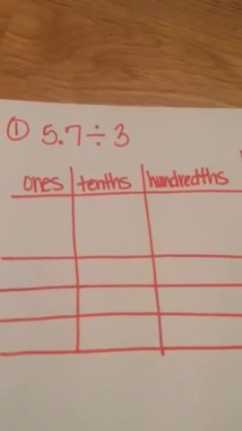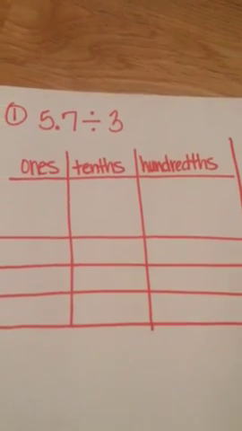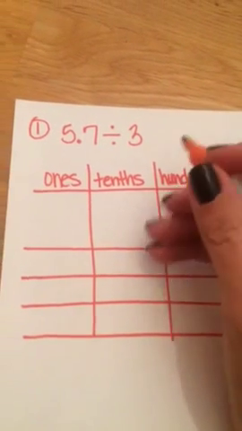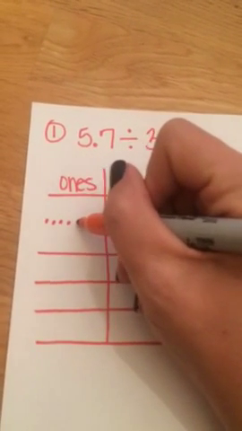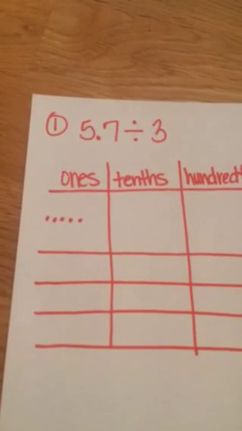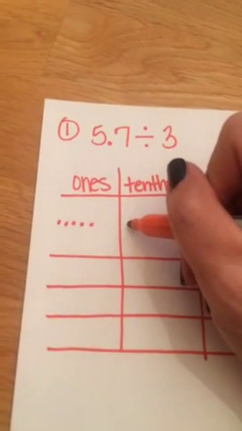We're going to go ahead and model on our chart using discs. Your kids know how to do this. You've got 5 ones, so you're going to go ahead and draw in 5 discs. There's 7 in the tenths place, so you're going to draw 7 discs.